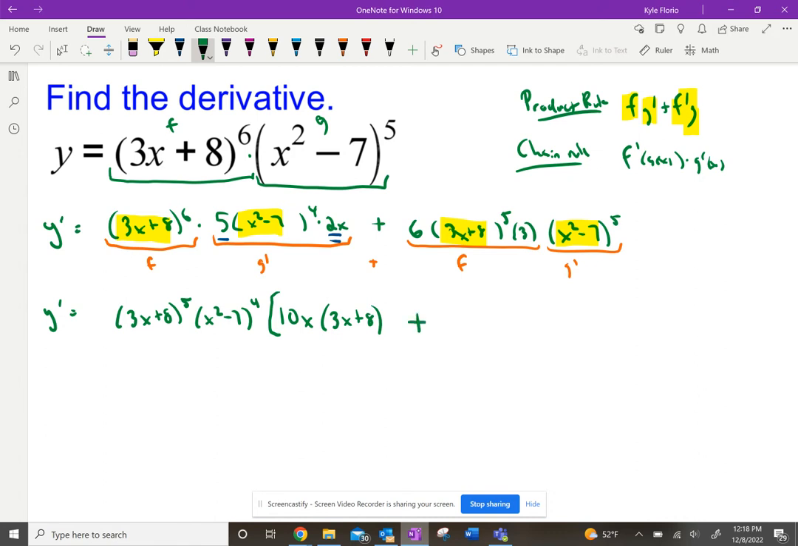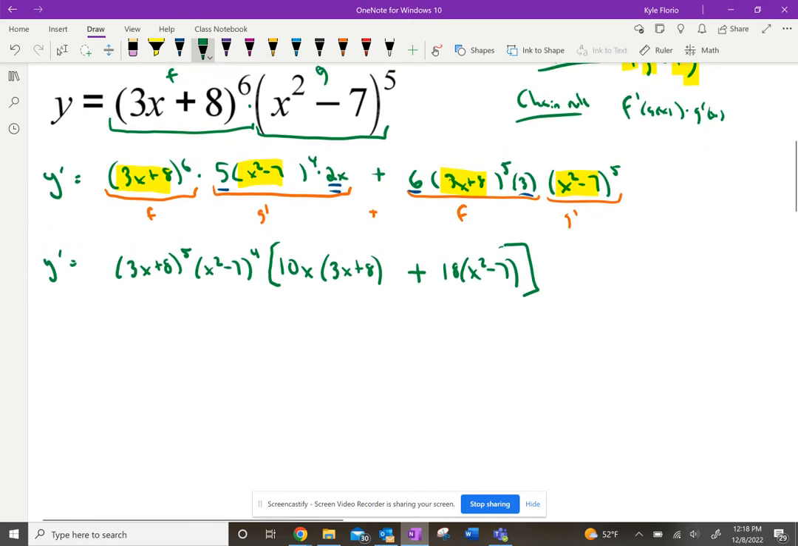Plus, now in this piece right here, 6 times 3 is 18. That's the 6 times 3. Now 3x plus 8 to the 5th, all 5 factors are gone, so we don't need that. X squared minus 7 to the 5th, well, we took 4 of the factors, so there's 1 factor left. And then just simplifying from here, 3x plus 8 to the 5th, x squared minus 7 to the 4th.